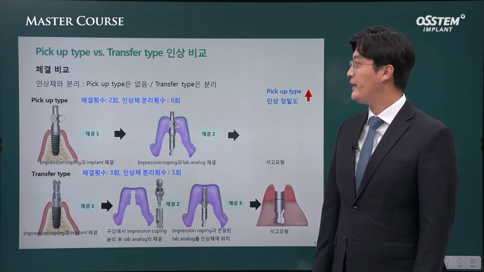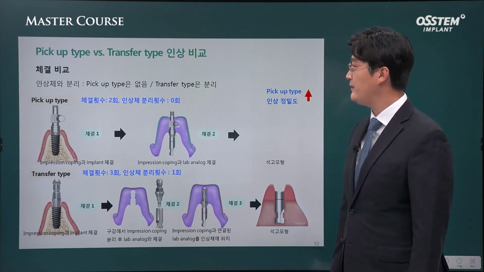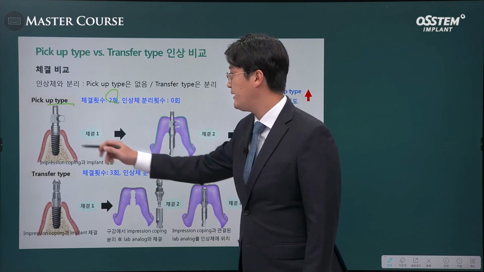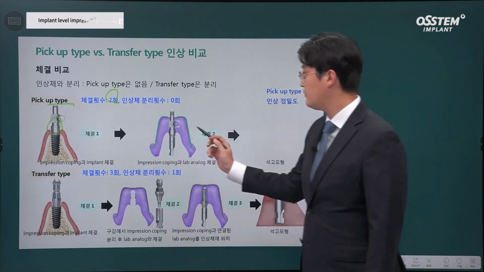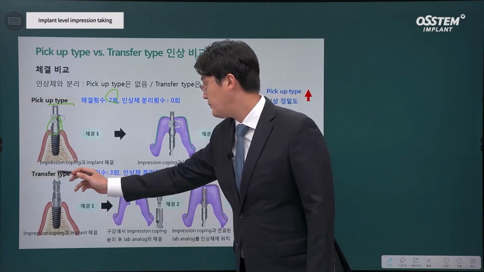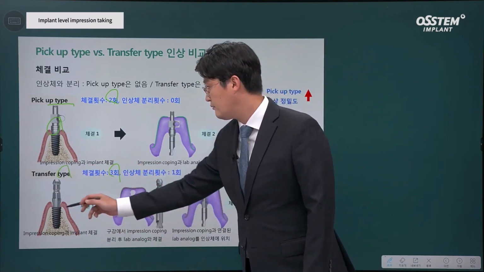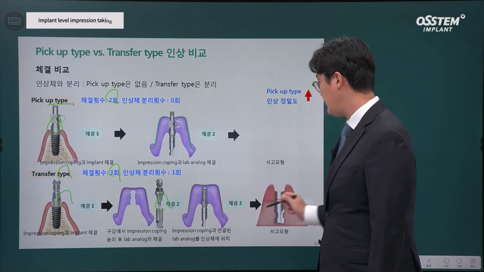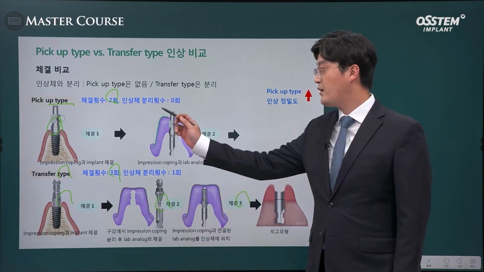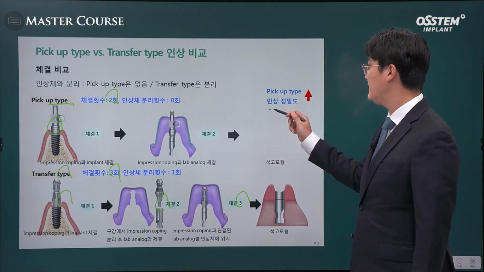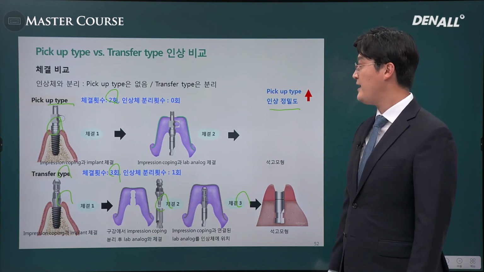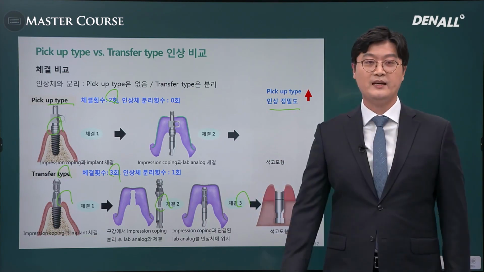Lastly, let me compare pickup type versus transfer type impressions. For the pickup type, the number of connections is 2, once intraorally and once extraorally. For the transfer type, the number of connections is 3: in the mouth, outside the mouth, and on the model. Impression precision is higher with the pickup type over the transfer type, but to be honest, it is easier to take impressions with the transfer type.